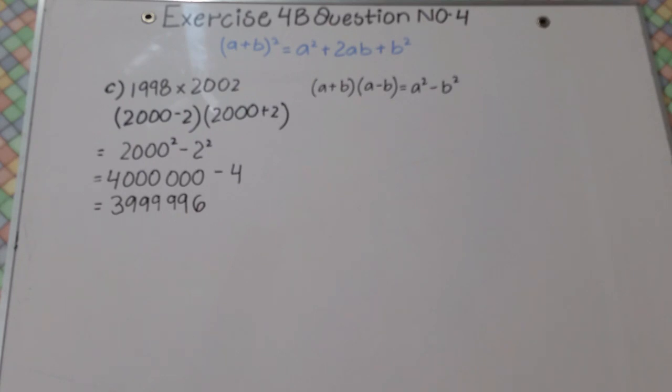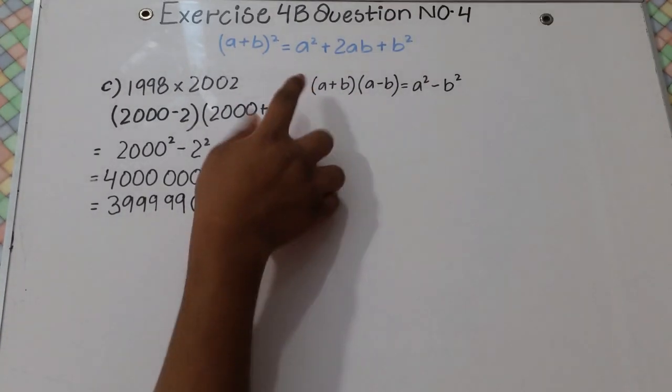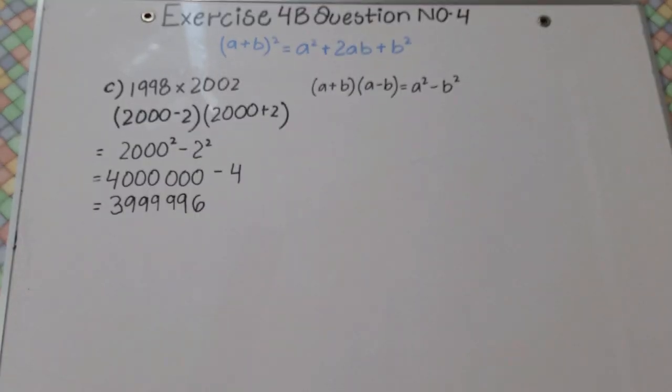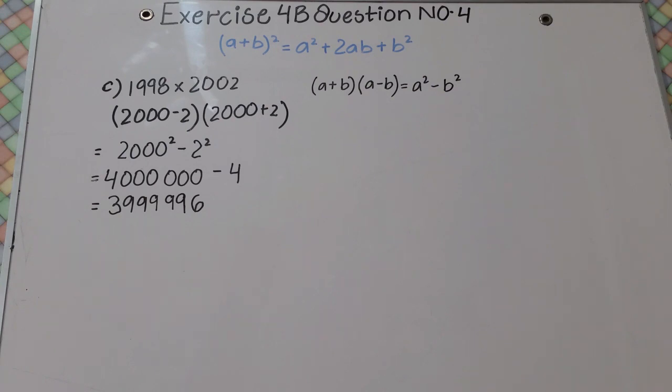I hope you like today's video. In this video we have solved exercise 4B, question number 4, and this question consisted of 3 parts, and we used 2 identities in this question. One was this one, and one was this one. In part C we used a different identity, but in parts A and B it was the same. So these identities we used in question number 4, and we have solved all 3 parts.